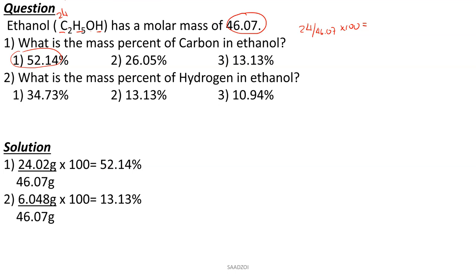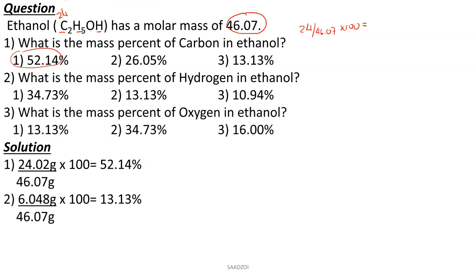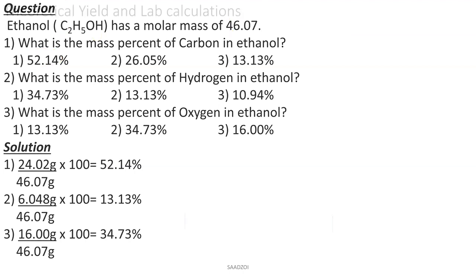So 13.13%. Now, if I were to figure out the mass percent of oxygen, now I could just do that subtraction, right? You could do 52.14 plus 13.13 minus 100%, which will give you the percentage of the answer, or you do 16 divided by 46 times 100, which is 34.73%. Either way is fine. So that's how you do mass percentage. You take the mass of the element, and that's based on the subscripts, right? Even though carbon's 12, there's 2 of them. Even though the hydrogen's 1, there's 6 of them. Divide by the total molar mass, and it'll give you the mass percent.